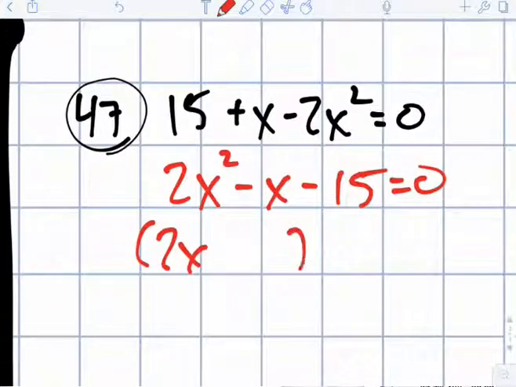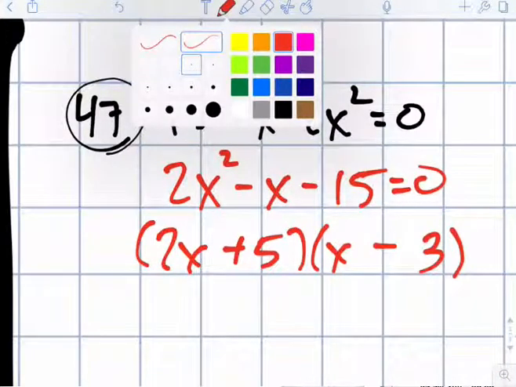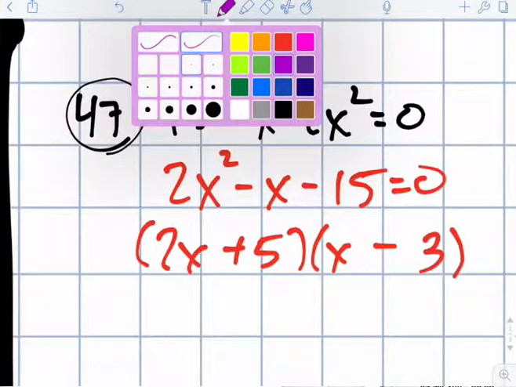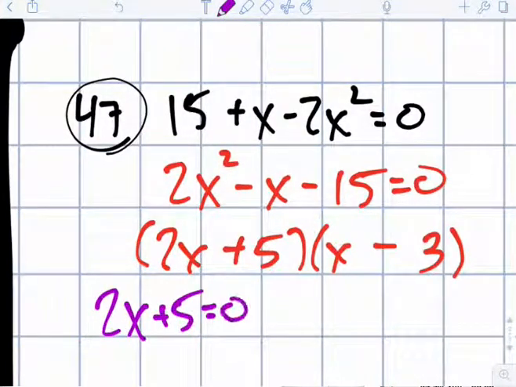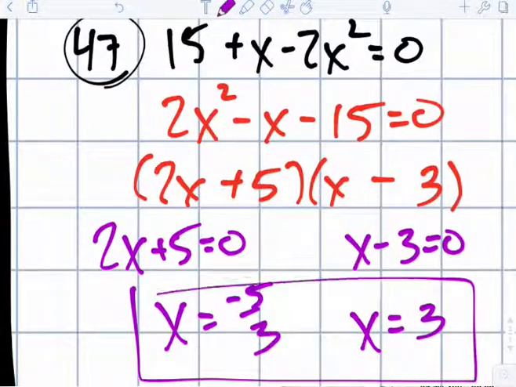I know it's going to be 2x and x, and 15. And I can do 3 and 5. All right, and that'll give me negative 6x on the outside, and positive 5x on the inside gives me negative x. And so we get 2x plus 5 is equal to 0, x minus 3 is equal to 0. So we get x is equal to negative 5/3, x is equal to 3. All right, that's 47. Let's do 49.